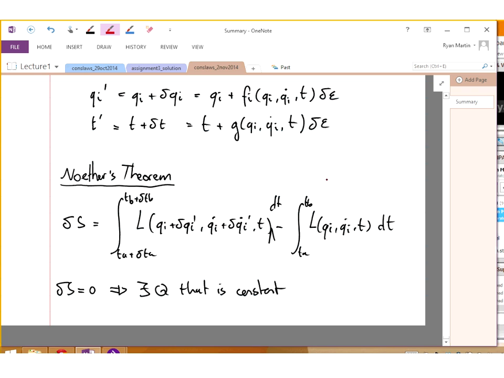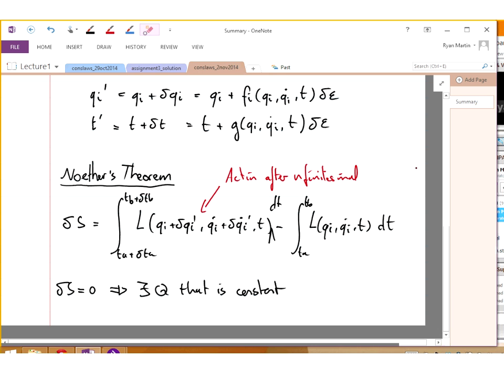Okay, so in this delta S, this first integral here is the action after some infinitesimal transformation. Okay? So you have some infinitesimal transformation of the Q's that gives you a bunch of Q primes, so you can calculate this new Lagrangian.